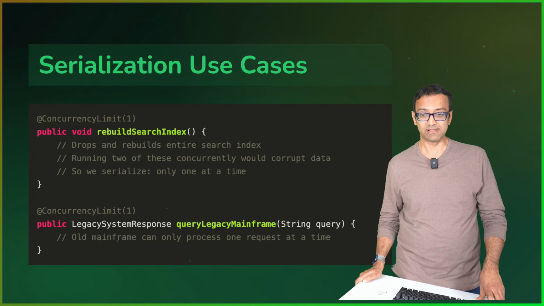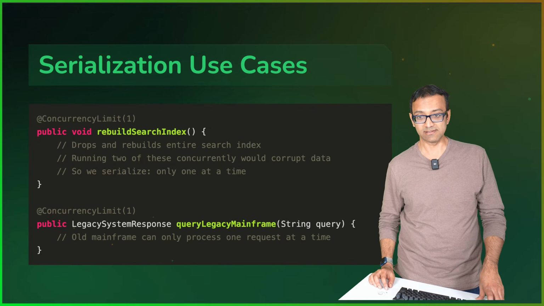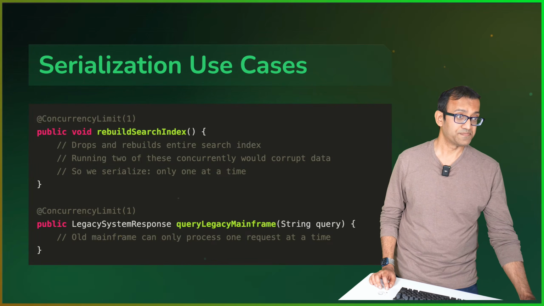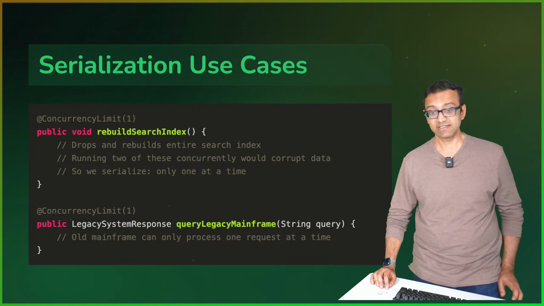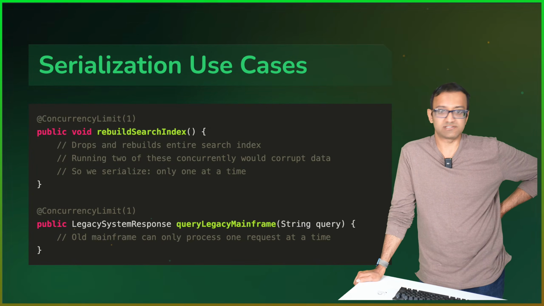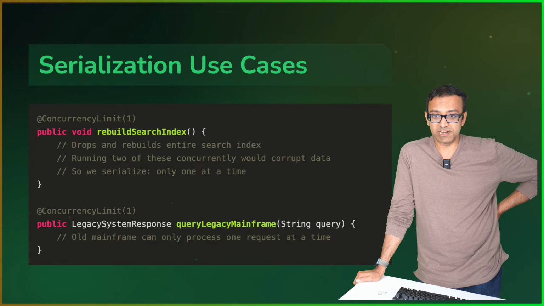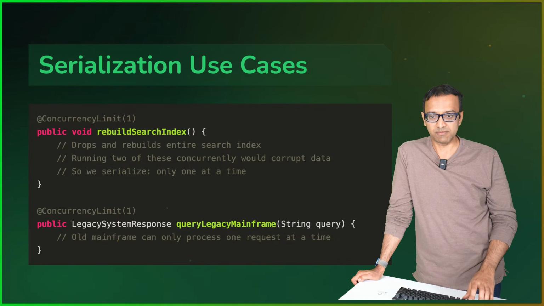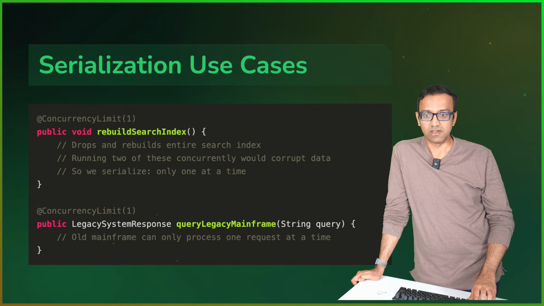So for example, I gave a couple of examples. Rebuilding a search index. When you have a search infrastructure and you want to rebuild the index, you don't want the index to be rebuilt in parallel because that's going to mess things up, right? That's not a concurrent operation. If you want to query a large mainframe, that becomes concurrent as well. So you can do this to make it serialized.